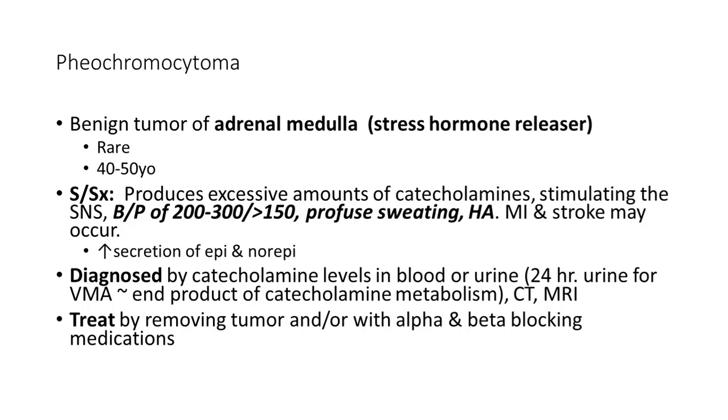Pheochromocytoma. Generally, this is a benign tumor of the adrenal medulla where the stress hormones are released. It's generally very rare. It's not common. Happens generally between 40 and 50-year-olds.